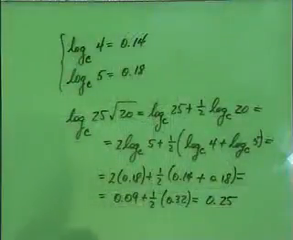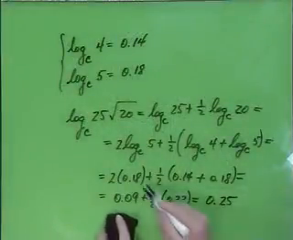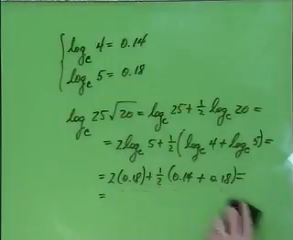Two times, oops, back up here. Yeah, you're right. I made a mistake there. I took half of it, and I should have doubled it. Let's back up. That's okay.